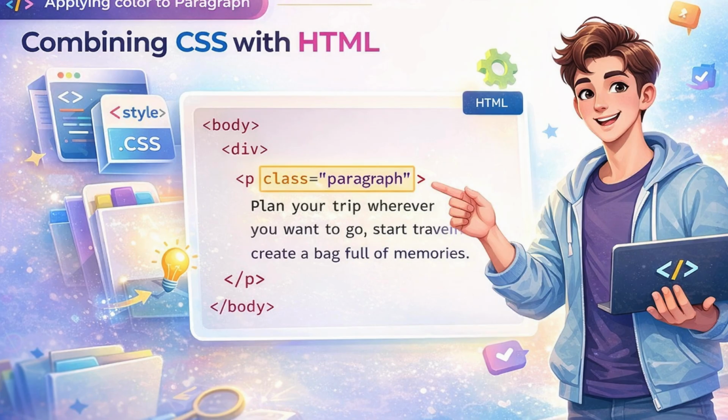Here we have a paragraph tag with a class name called paragraph. Inside this paragraph, we have some text about planning a trip. Now because we added this class, we can style it using CSS. This means we don't need to write styles again and again. We just define it once and reuse it everywhere. This is how professional developers write clean and organized code. It saves time, reduces errors, and makes your website look consistent. So remember, class is the bridge between HTML and CSS.